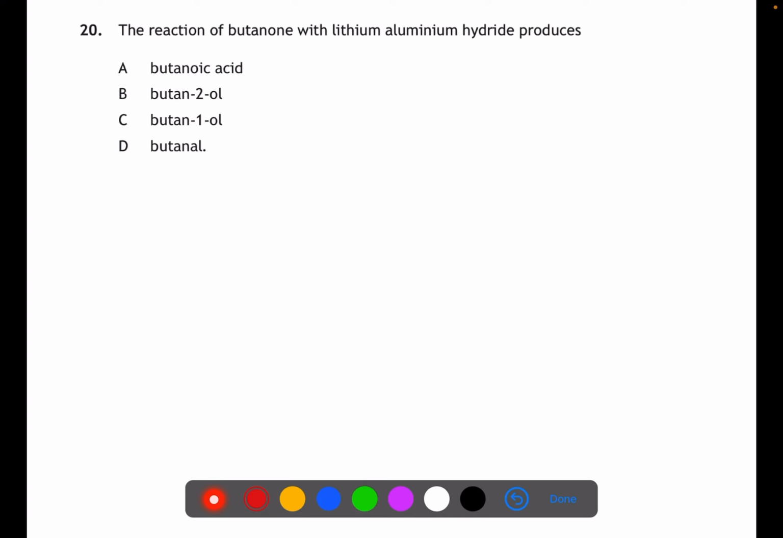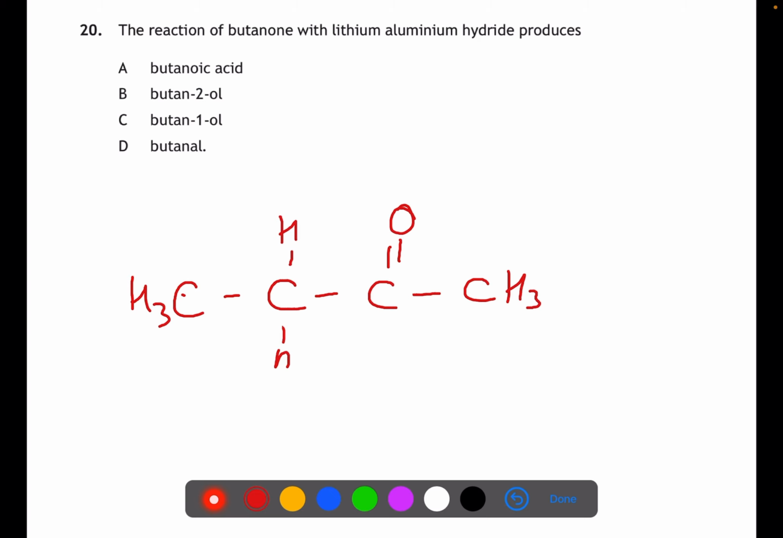Question 20. The reaction of butanone with lithium aluminium hydride produces what? This relies on you knowing what lithium aluminium hydride does. Lithium aluminium hydride is a reducing agent, which means that we'll take the structure of butanone back to the alcohol that it started from. Butanone has this structure, which if reduced will take us back to this alcohol, which is butan-2-ol.